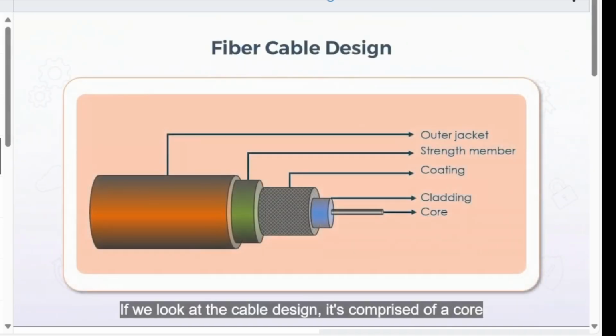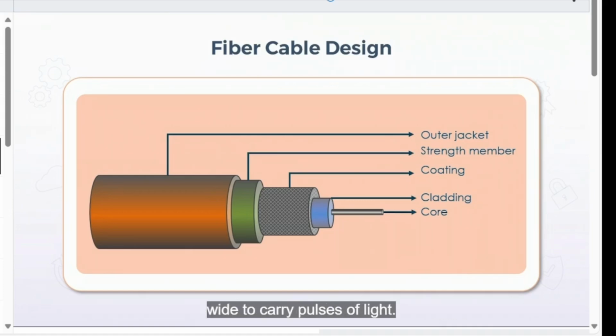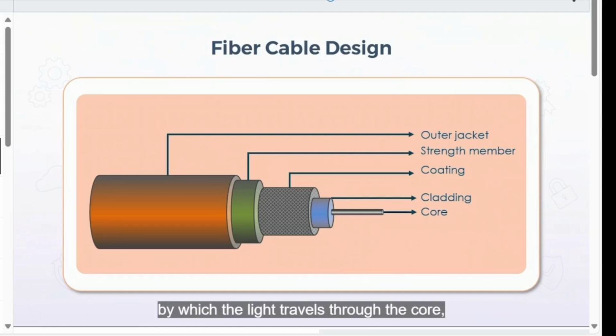If we look at the cable design, it's comprised of a core where the light itself travels, encased in 4 layers, which include the cladding, coating, strength member, and outer jacket. The core itself is quite thin, but it doesn't need to be particularly wide to carry pulses of light. Then the core and the cladding actually work together to control the manner by which the light travels through the core, but I'll come back to that in just a moment.